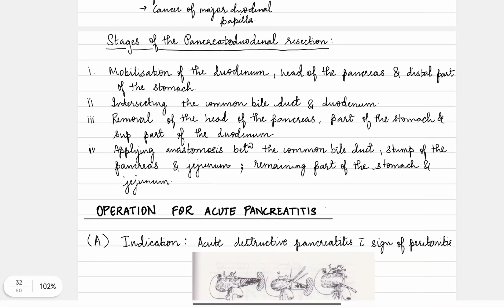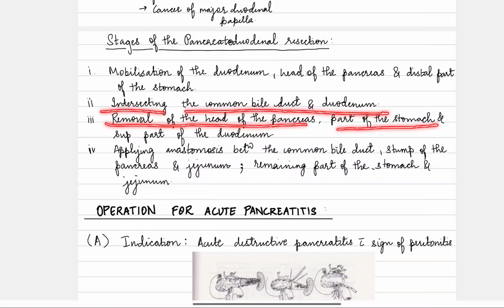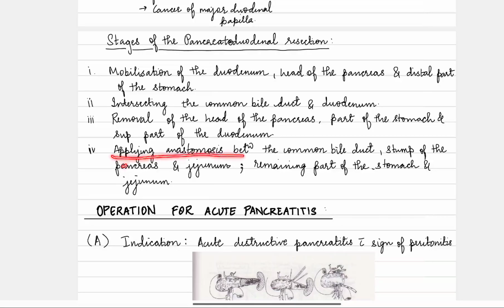Stages of pancreatoduodenal resection. Mobilization of the duodenum, head of the pancreas and distal part of the stomach is done. Intersecting the common bile duct and duodenum, removal of the head of the pancreas, part of the stomach and superior part of the duodenum is done. Applying the anastomosis between the common bile duct, stump of the pancreas and jejunum, remaining part of the stomach and jejunum is also done.